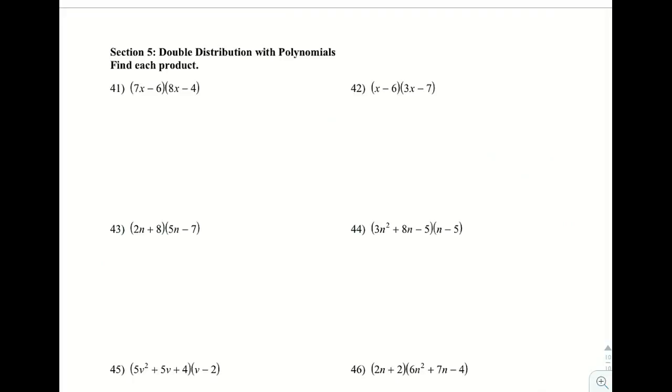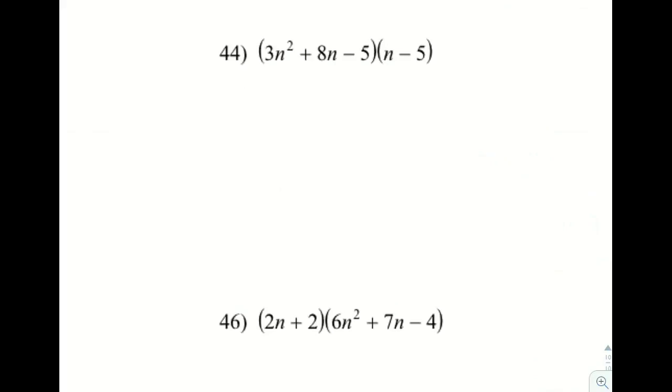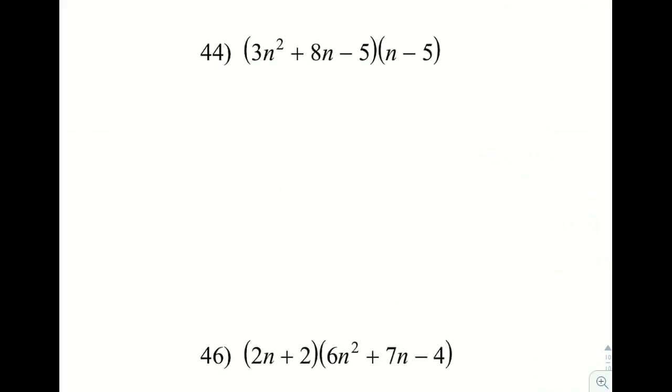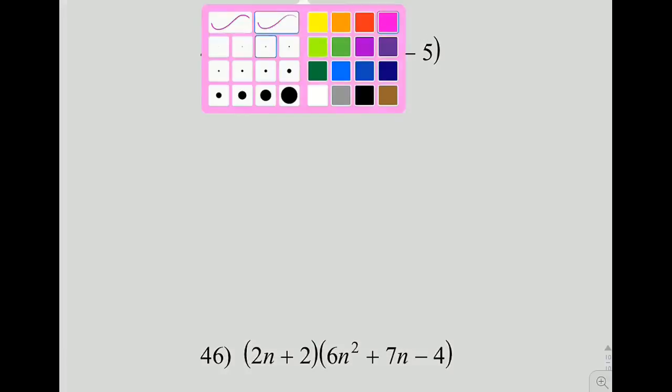We're going to do two quick examples from section 5 where we do the double distribution. I'm going to start out with number 44. On number 44 we have 3 chunks in the first group and 2 chunks in the second group. So I'm going to go ahead and circle those.